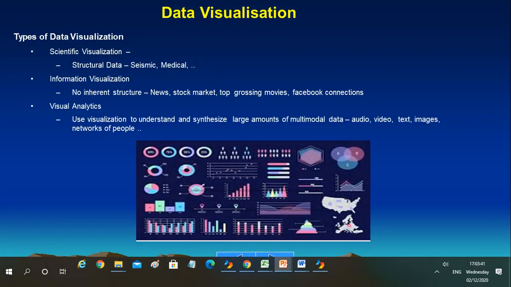Now, the types of data visualization. It may be scientific visualization, like structured data or seismic or medical data. Informational visualization, that means no inherent structure, like news, stock market, top grossing movies or Facebook connections, etc. Then visual analytics, which uses visualization to understand and synthesize large amounts of multimodal data. It may be audio, video, text, images, networks of people, etc.